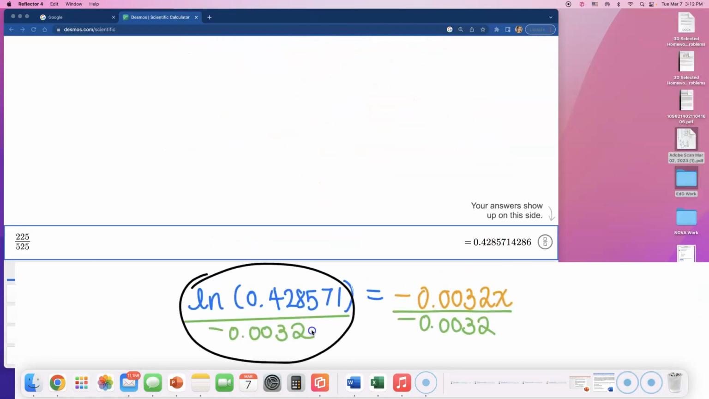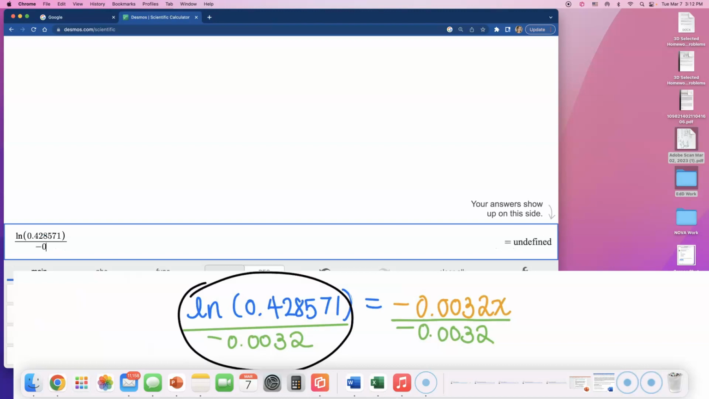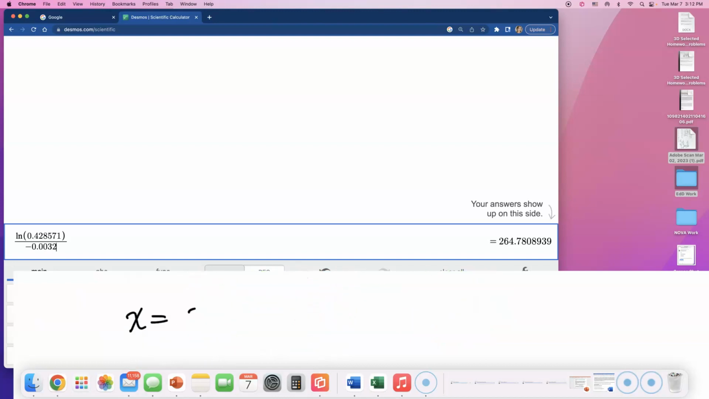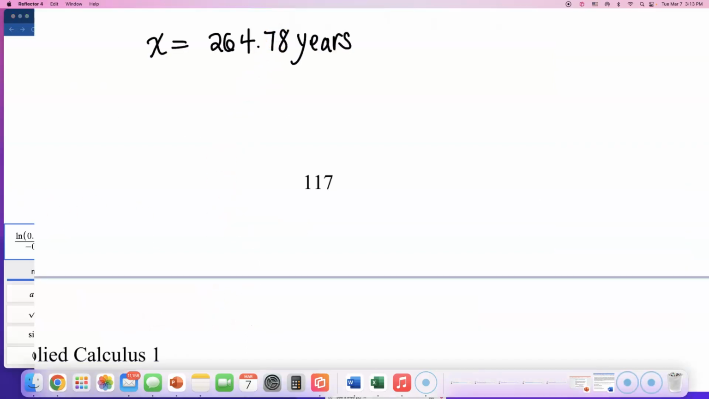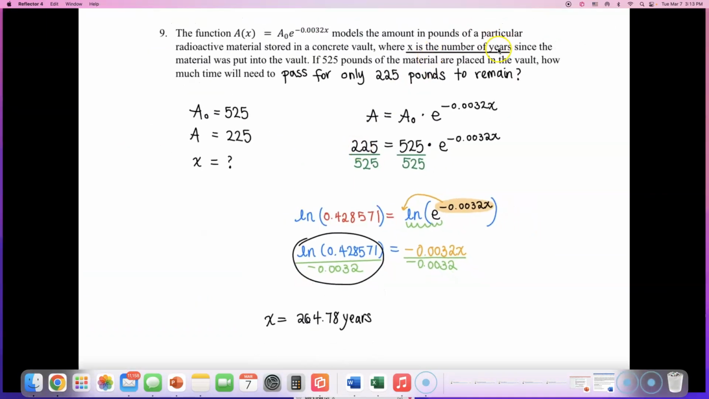But what is that in approximate decimal? All right. Let me type this in. Natural log of 0.428571 divided by negative 0.0032. All right, wow, okay, it's going to take a long time. About 265 years. You know what, I'll try to... 264.78 years. Okay. Or I should be careful, was the time in years or was it in months or what? Let me go back and check it. Yes, it was in years. X was in number of years. So the answer to the question that I just made up is going to be that.